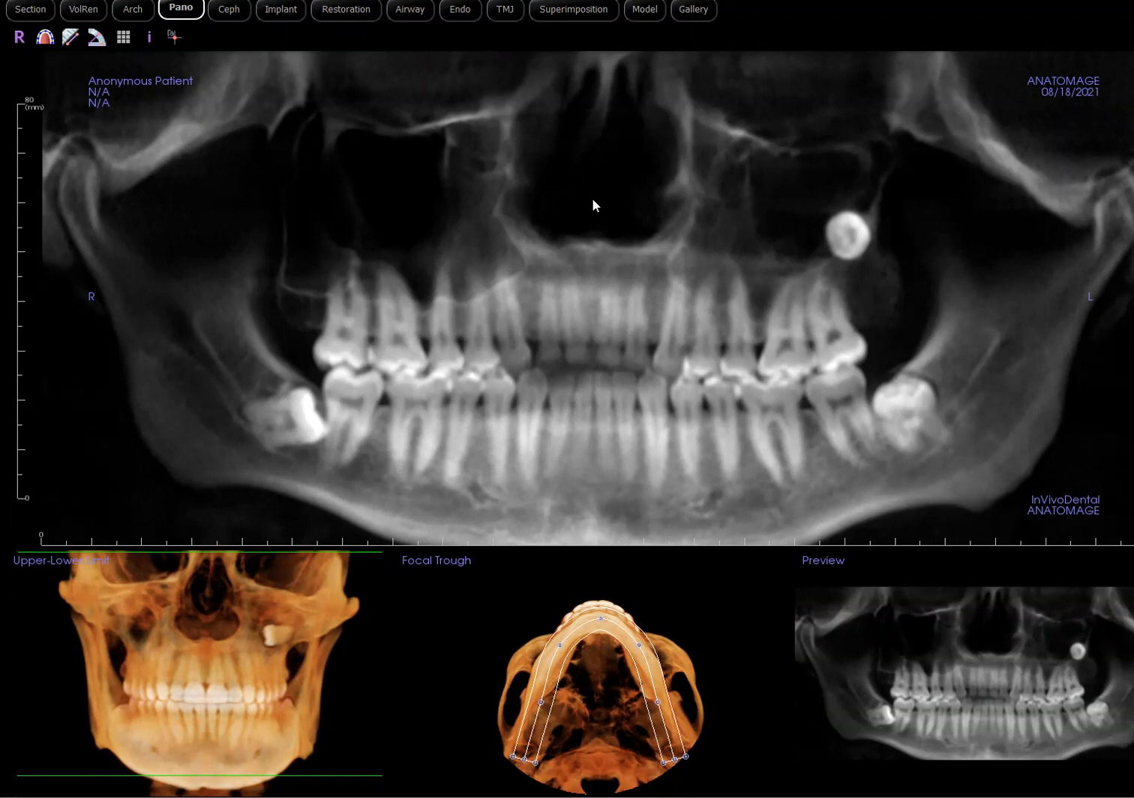Here we're looking at a reconstructive panoramic radiograph of a male patient in his early 20s. Let's go ahead and take a moment looking at this panoramic radiograph.